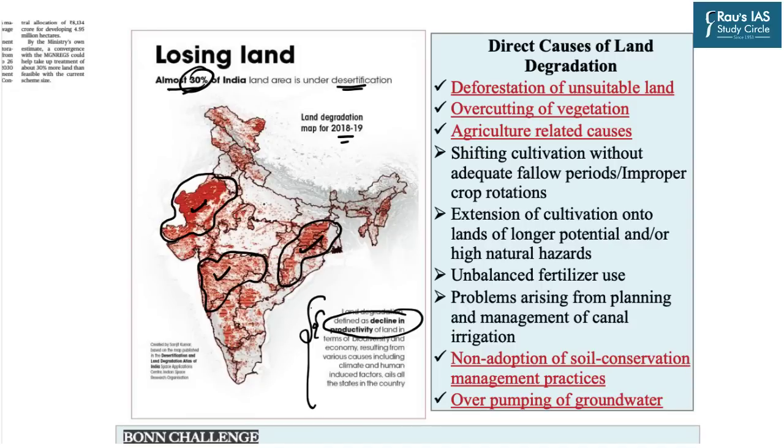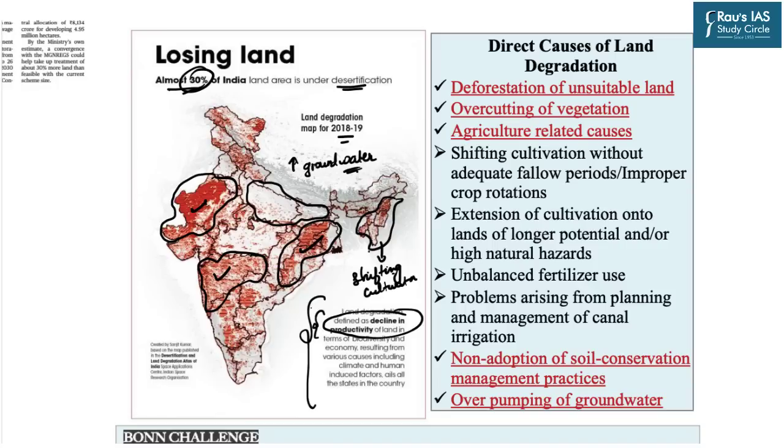But again, now this particular region, that is the northern plains belonging to the Ganga and Yamuna system, is also increasingly becoming vulnerable to land degradation, especially because of human-made factors. For example, excessive extraction of groundwater. Similarly, if we go to the northeastern part of India, the most dominant factor of land degradation and desertification in this particular region is shifting cultivation.